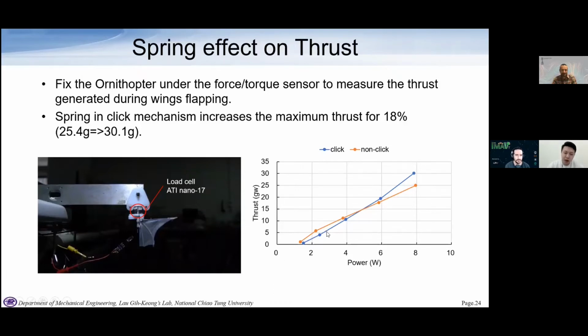I think it's because at lower power, which means lower flapping frequency, the aerodynamic force or the drag force does not put so much load on the motor. So when flapping slowly, the spring of the click mechanism carries the main load compared to the aerodynamic force. So at lower flapping speed, the click one consumes more power and generates lower thrust. Lower thrust, right?